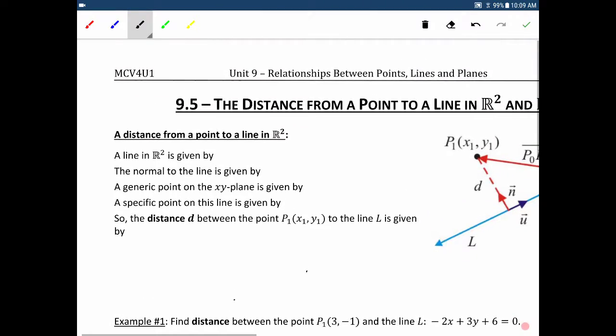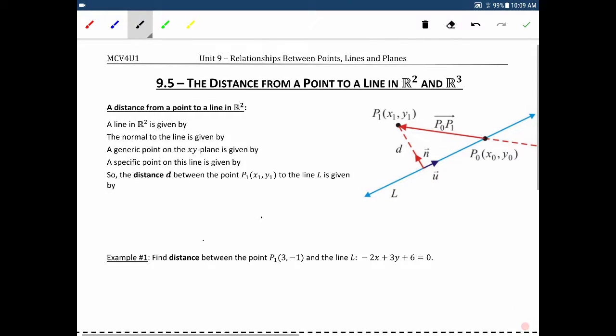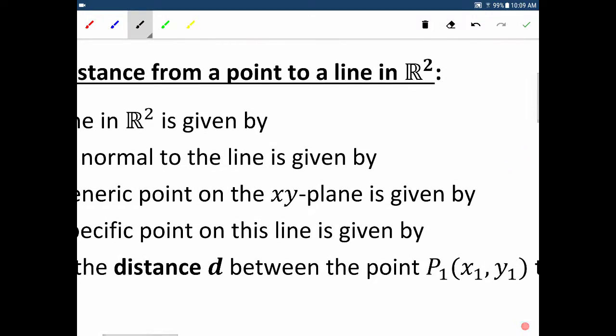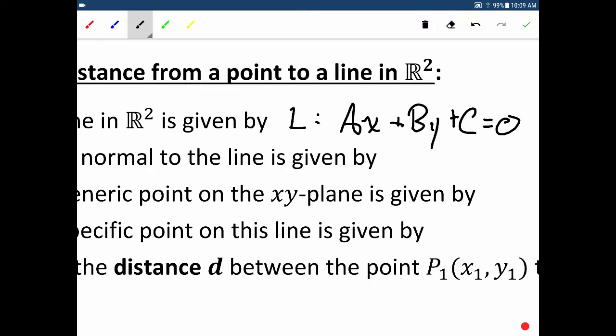Hey guys, today we're going to look at the distance from a point to a line, and this works, well, we will do both in R2 as well as in R3. Okay, so the line we're going to look at, we're going to use the equation, so the line will be AX, we're going to use Cartesian form here, plus BY plus C equals 0. So this is in R2.